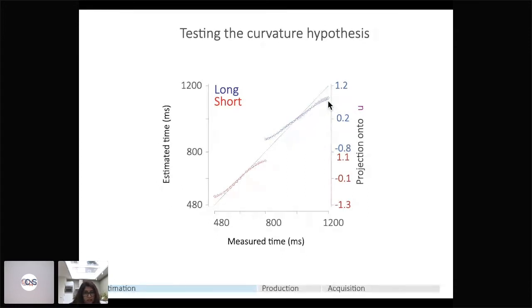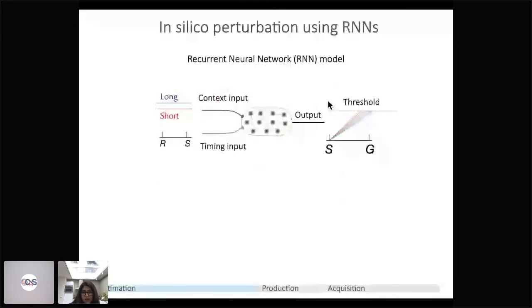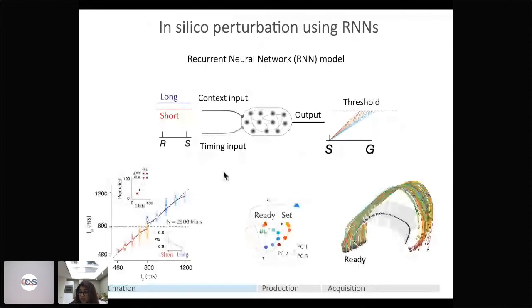But for now, let me just take you to the kind of causal experiment that we were able to do, in this particular case in silico. So what we did was we trained a recurrent neural network to recreate the performance of the monkey using the same task. There was a context cue, there was a timing cue, and the network is able to produce responses consistent with Bayesian theory. And when we opened up the network and studied its dynamics, we found the same kinds of curvature. In fact, in this particular case, we were able to reconstruct the whole manifold.